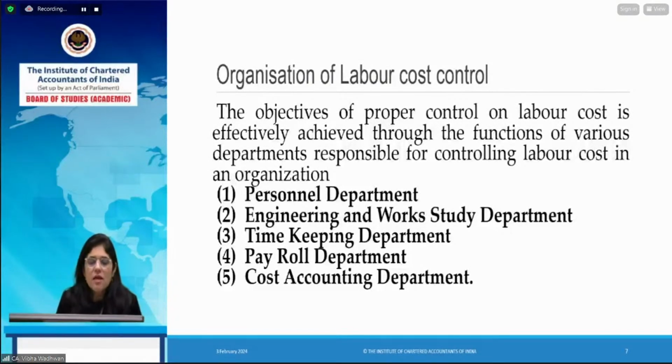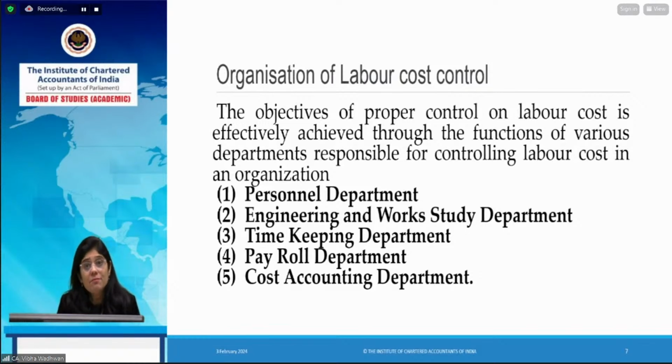All right. So first, the personnel department, which is also called the HR department, then the engineering and work study department. You remember in the materials module, I told you the bill of material is made by the engineering department. So all the technical part is done by the engineers department. All right. The same here. The major labor part is also done by engineering and work study. We'll see what the functions of all these departments are.